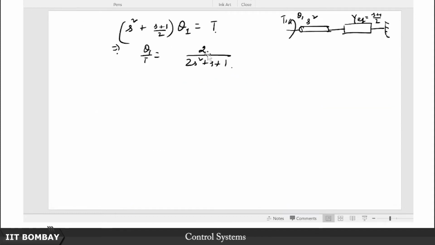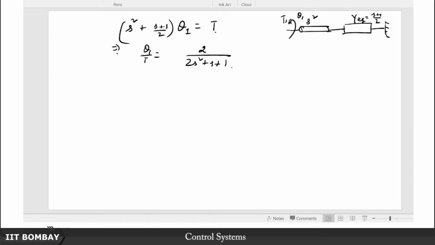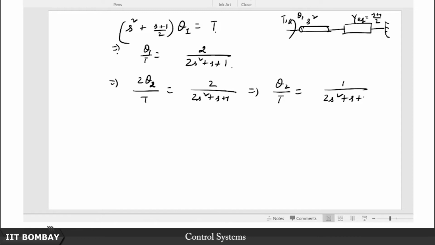So how do I do that? Because I have obtained theta 1 over T. Well, it is very simple. That is the reason why we derived this boxed condition here. So now I am going to just replace this here. What is theta 1? It is 2 theta 2, because theta 1 can be replaced by 2 theta 2 according to this boxed equation that I have derived. So 2 theta 2 upon T is equal to 2 upon 2s squared plus s plus 1, which leads me to the conclusion that the required transfer function is nothing but 1 over 2s squared plus s plus 1.